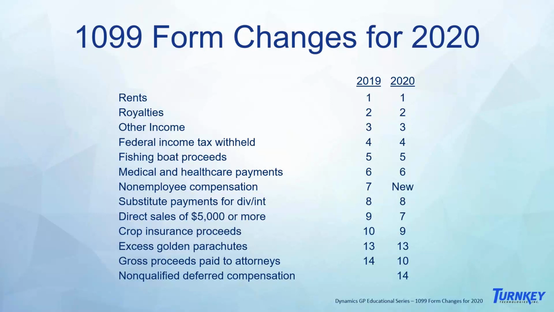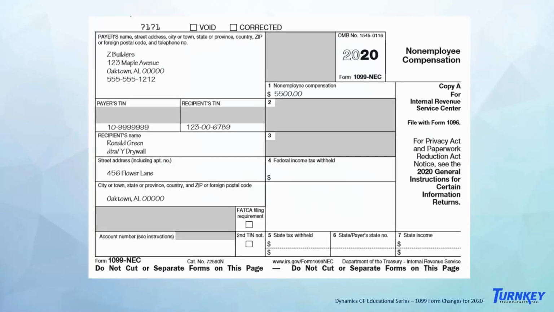But in box 7, nonemployee compensation, of course, is moving to the new form. Direct sales of $5,000 is moving from box 9 to box 7. Crop insurance proceeds from box 10 to box 9. And gross proceeds paid to attorneys from 14 to 10. Okay, and there's a new nonqualified deferred compensation that's going into box 14 next year. So those are just the line changes you need to be aware of, and we'll look at it later, but you'll see where we track those different line numbers at the vendor level to make sure they get into the right box on the form. So then here's what the form is going to look like next year.